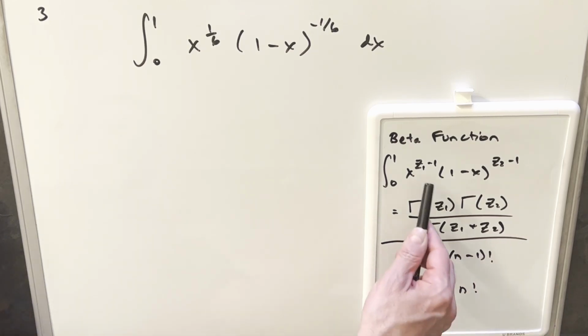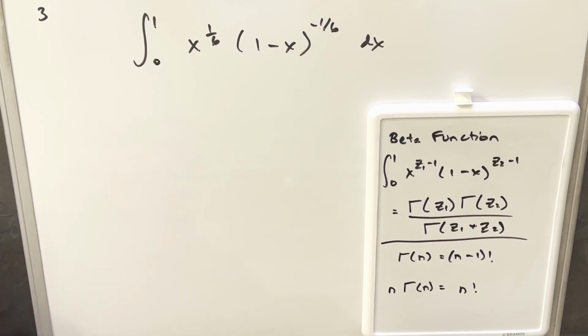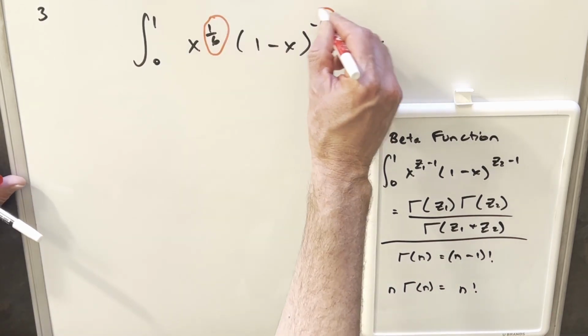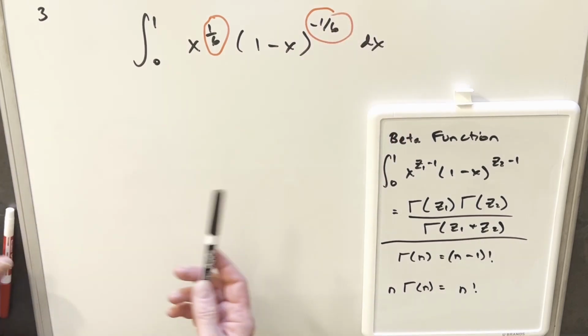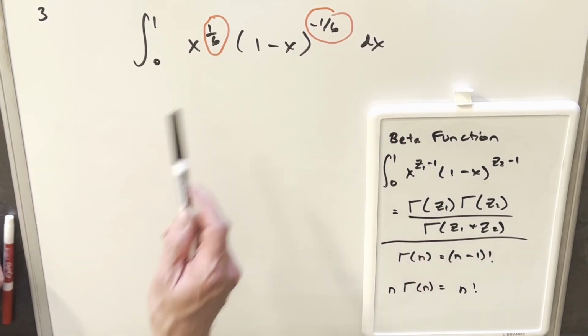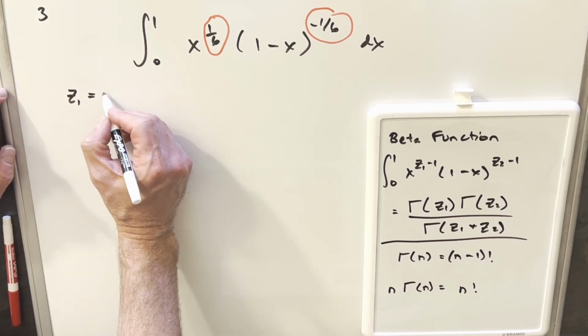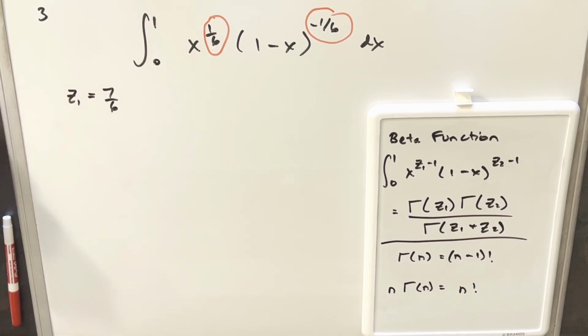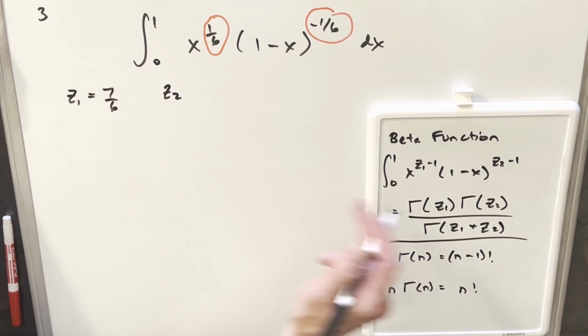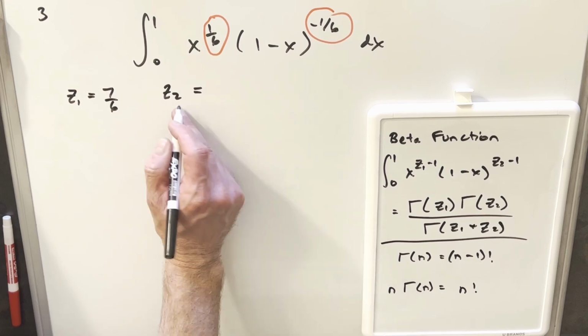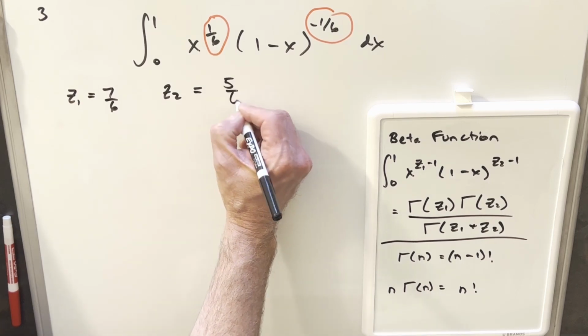What we need to do is find these values for z1 and z2. We're just going to focus on our exponents here, 1/6 and minus 1/6. So if z1 minus 1 is 1/6, then with a little rearranging, z1 must be 7 over 6. And doing the same thing for z2, z2 minus 1 is minus 1/6, so we can add a 1 to that and we find that z2 is going to be 5 over 6.